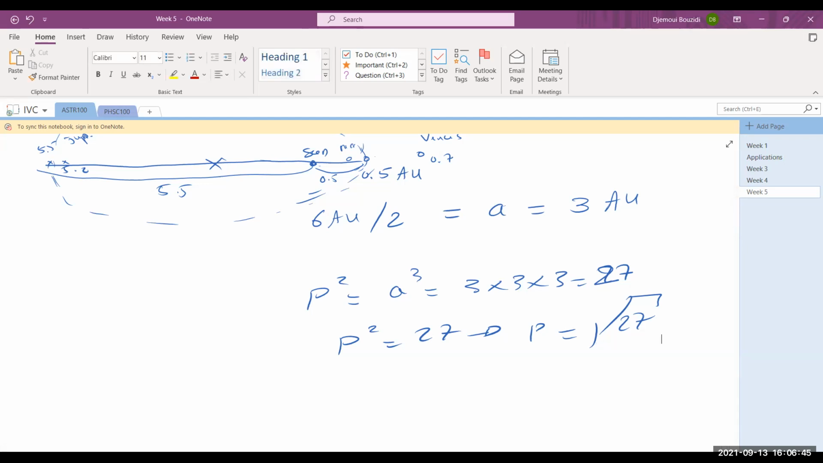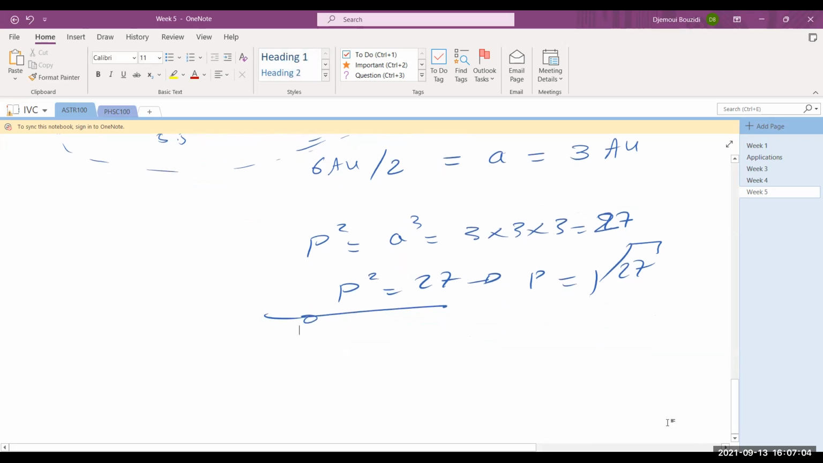Problem 13: if a comet orbits the sun and reaches 1 AU at its closest approach to the sun and its orbital period is 27 years, what is its maximum distance from the sun? This problem is actually slightly different, so I'm hoping that you guys will take care of this problem. I'm talking about problem 13 now.